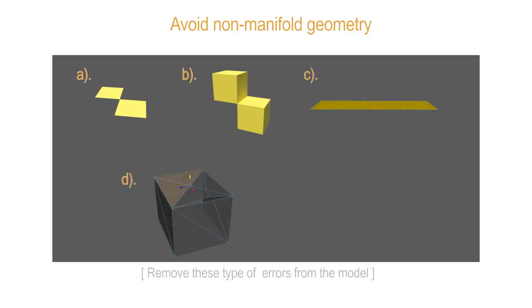The third point is avoid non-manifold geometry. First of all, what exactly does non-manifold geometry mean? We are facing this error because of the following situations shown in the images. Non-manifold geometry is one of the main problems when our boolean does not work. We face problems in rendering as well. So get rid of this error, because if we don't, then our model will be rejected by the printer.